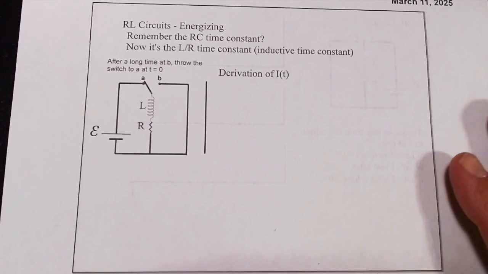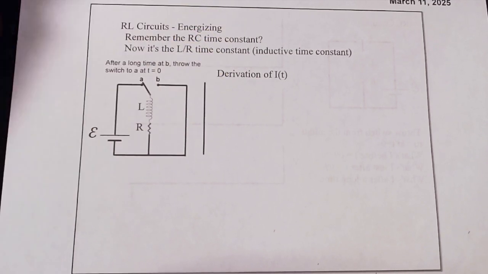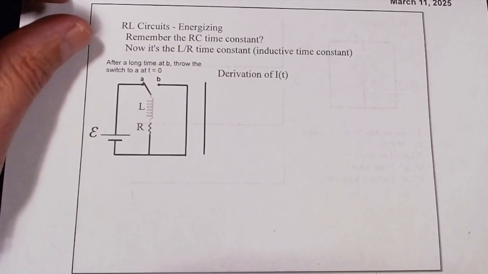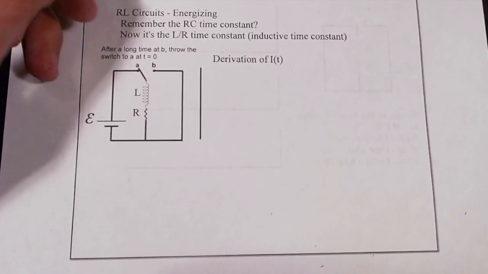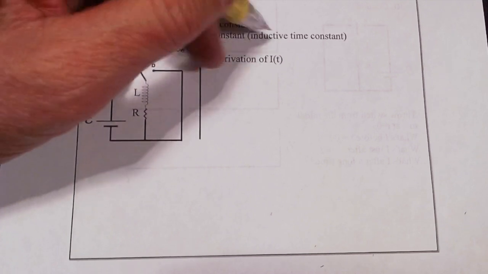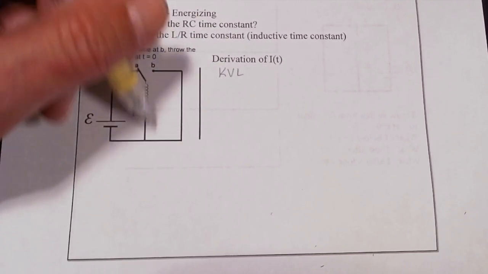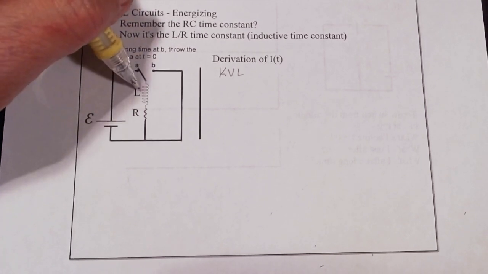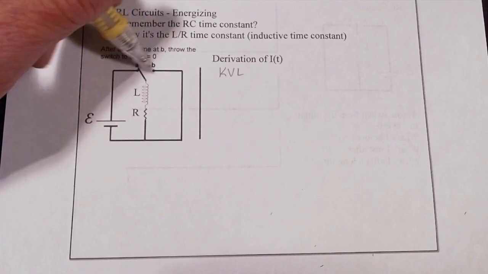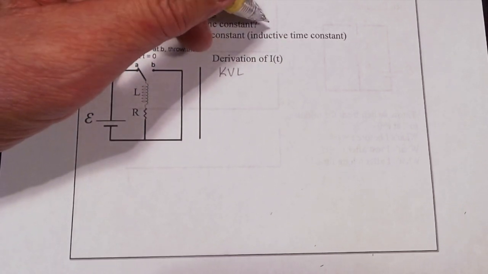Okay, what we're going to do now is derive the equation for current as a function of time. And the way we're going to do that is by using our old friend Kirchhoff's voltage law. So I'm going to start here and go around there. This is for energizing, so we just flip the switch. There's no current at the beginning. We flip the switch and we're going to start charging it.